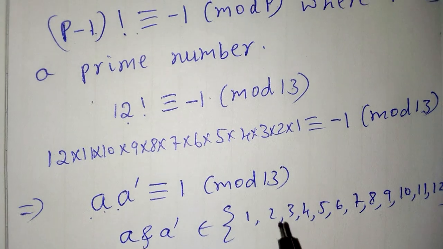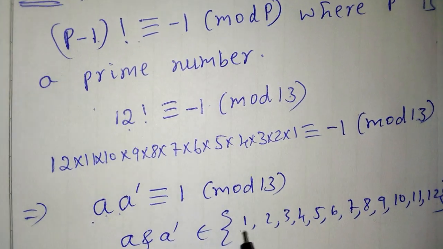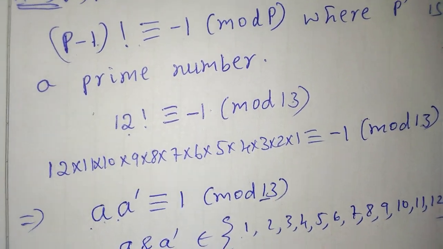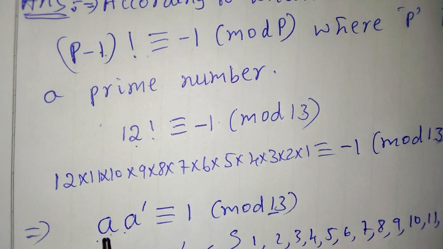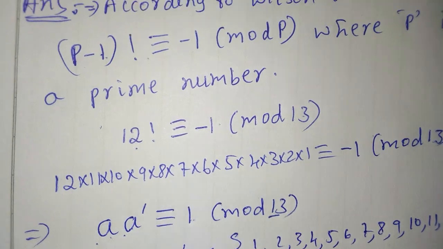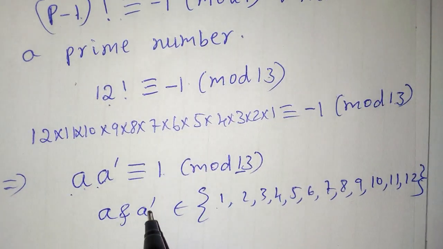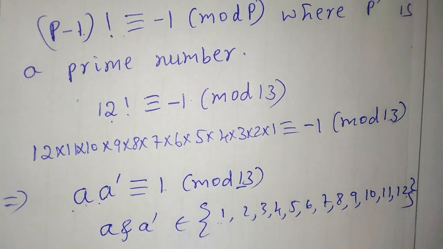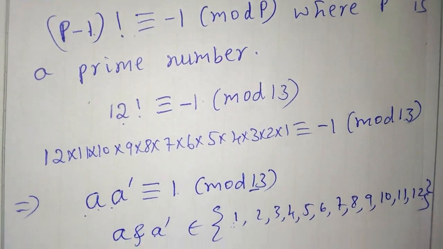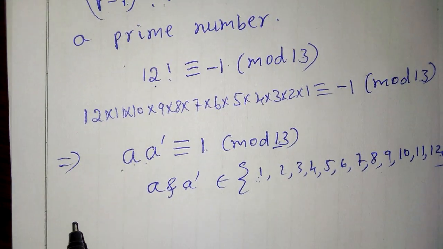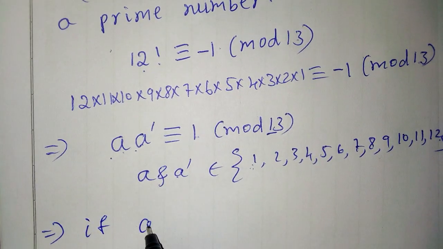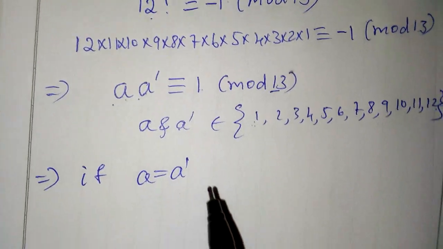Now a and a dash belong to 1 to 12 because these are the non-zero remainders when a number is divided by 13. We have to consider a a dash and 1 congruent mod 13 such that a and a dash belong to 1 to 12. A and a dash can be any number from 1 to 12. Here we can consider two cases.